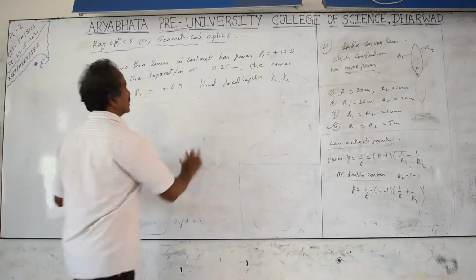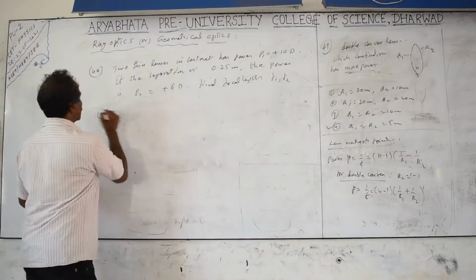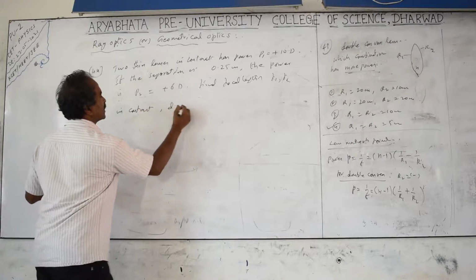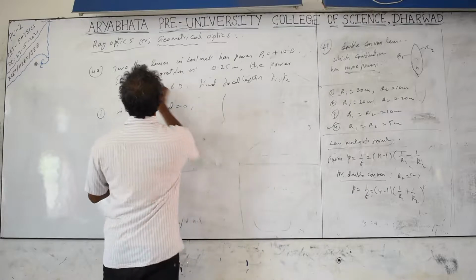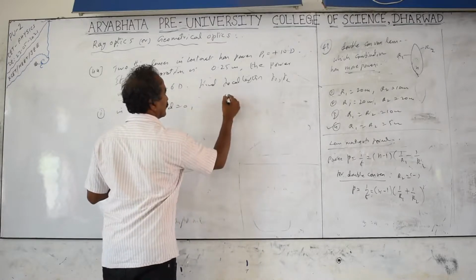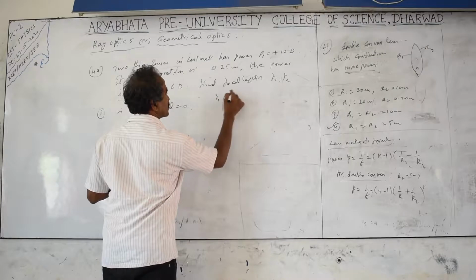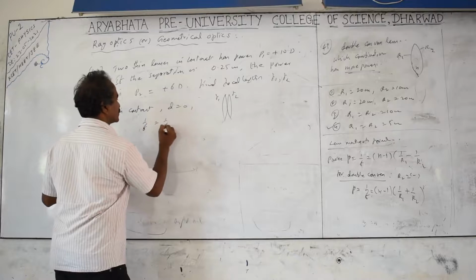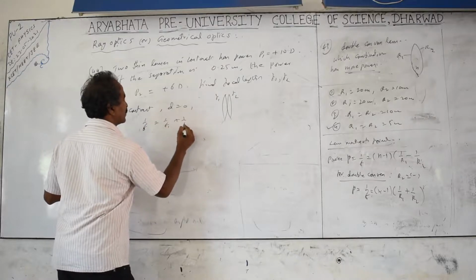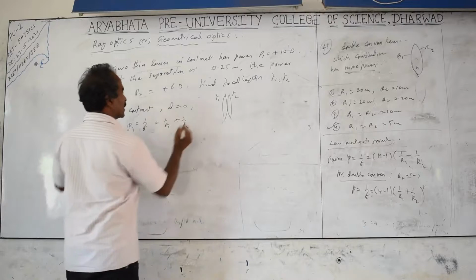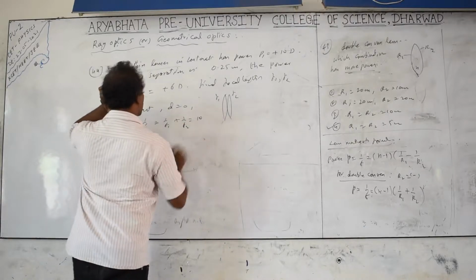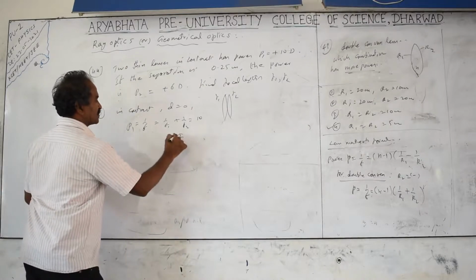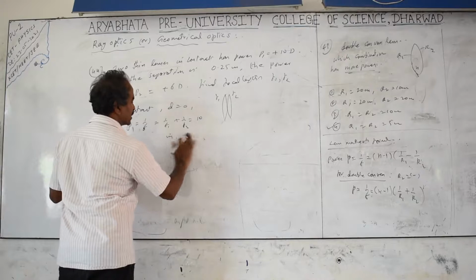First case, in contact. Contact means D is 0. When you take the two thin lenses F1 and F2 in contact, D is 0. The resultant is 1 by F equals 1 by F1 plus 1 by F2, which is the power, that is P1 equal to 10 diopters. Next, we are working in SI units only. If power is mentioned, all units must be in the SI system.